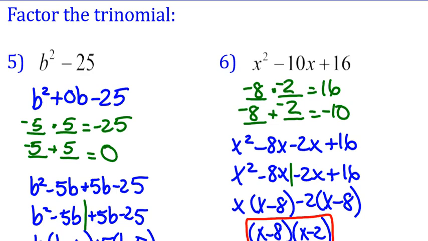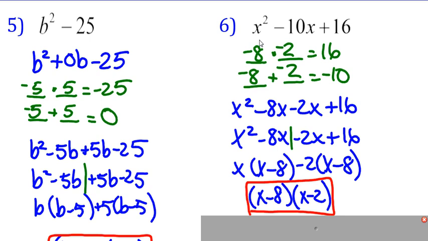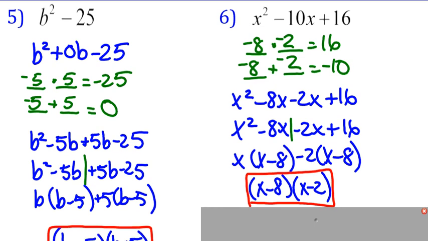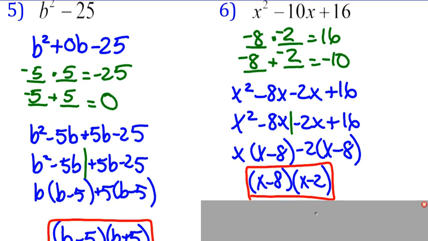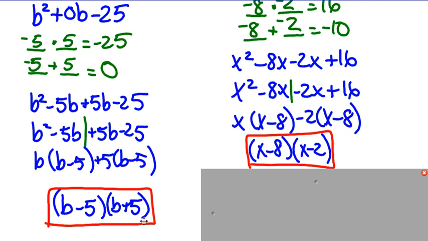So let's look back at the last example to show you what I'm talking about. So here we had x squared minus 10x plus 16, and we said the numbers we needed for the product were negative 8 and negative 2, as well as the sum, negative 8 and negative 2. Well, notice how by going through the process of factoring, those values showed up as your final factors. Here we have the x minus 8, here we have the x minus 2. Similarly with number 5, again we said the two numbers we needed for the product and the sum were negative 5 and 5, and notice how those, after going through the factoring process, ended up being your factors, b minus 5 and b plus 5.